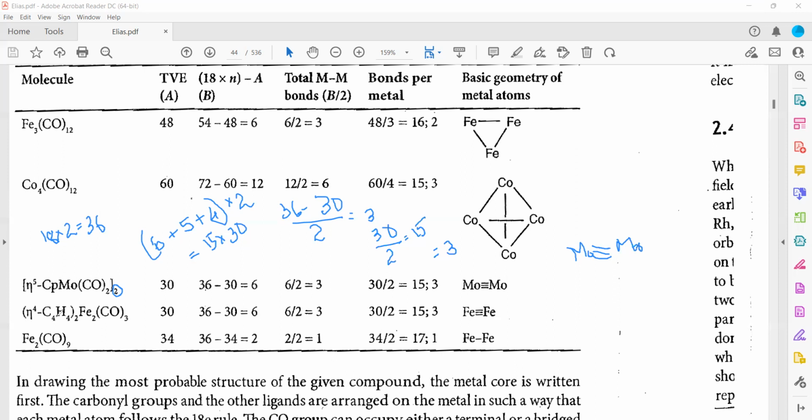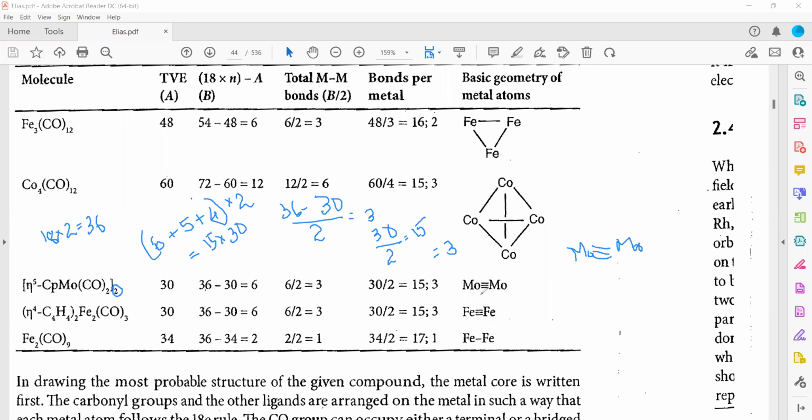So I think this rest, let us solve these also. Okay, so this one, eta 4 C4H4. Okay, so how many? First of all, 18 into 2, that is 36. Now let us calculate the valence electron count for this complex.